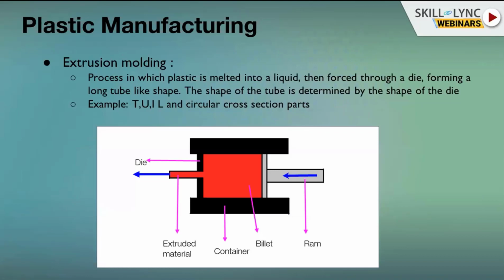The next plastic manufacturing option is extrusion molding. In extrusion molding, the process is one in which the plastic is melted into liquid, then forced through a die, forming a long tube-like shape. The shape of the tube is determined by the shape of the die. Here you can see that this is the container and this is the die.